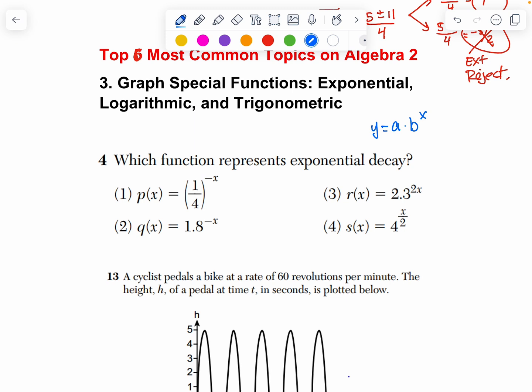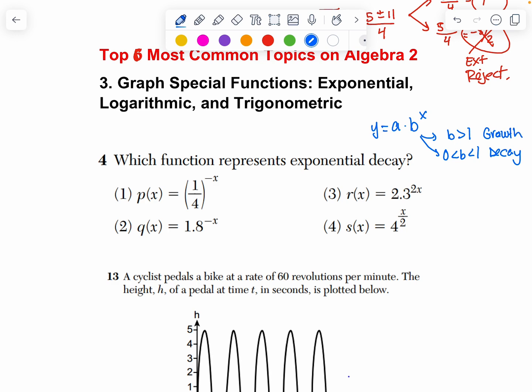B is the base of your exponent, and if that b value is greater than 1, you're going to have growth. Your numbers start off really slow, and then all of a sudden they increase rapidly because you're repeatedly multiplying by a big number. If b is in between 0 and 1, meaning a fraction or a decimal, it's going to be decay, which means it starts off really big, decreases rapidly, and then after a while, it levels off because you're eventually multiplying really, really small numbers.